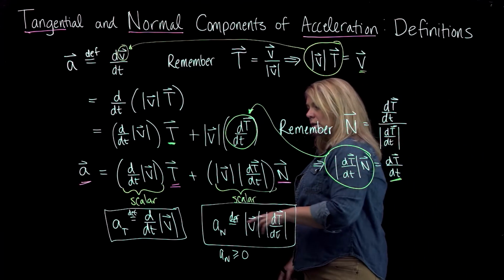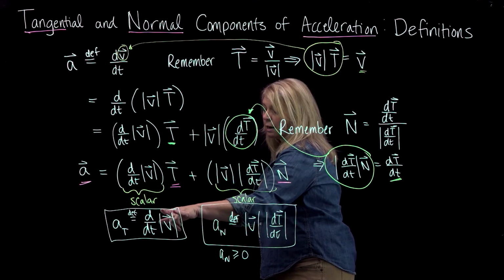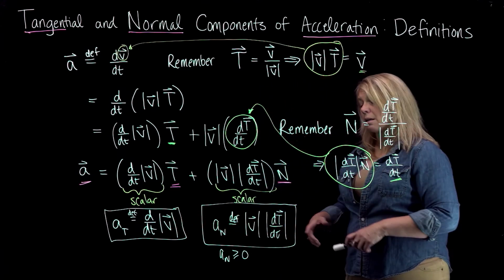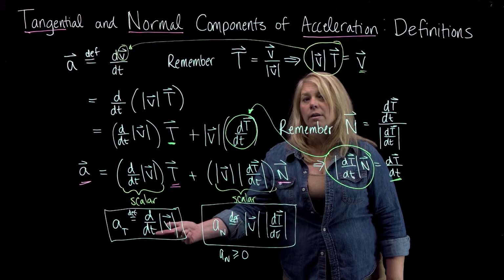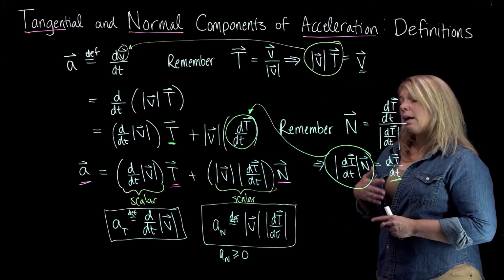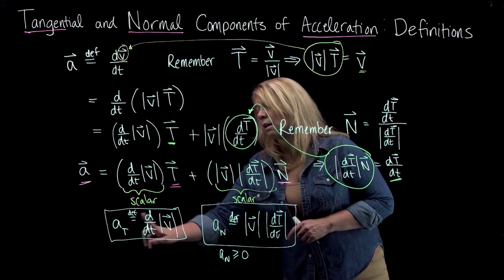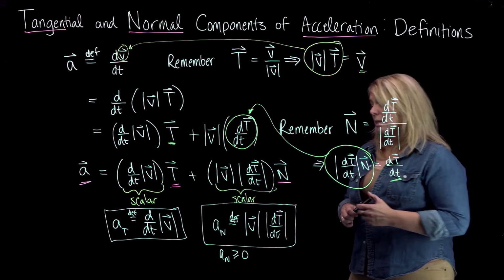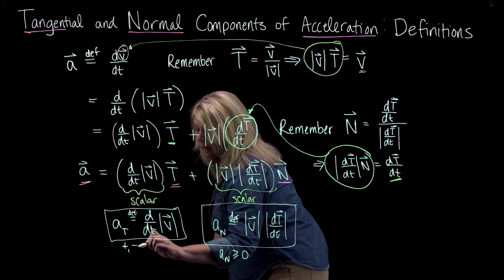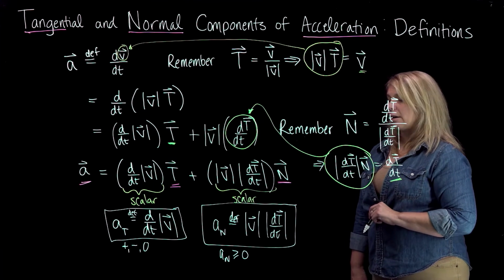The tangential component of acceleration here is a derivative with respect to t of speed, right? Magnitude of a velocity vector is speed. So this is a rate of change of speed. A derivative can be positive or negative or 0, and depending on which, that tells you something about the motion of the object. We'll look at that when we look at some examples too. But this scalar can be positive, negative, or 0. This one only is greater than or equal to 0.